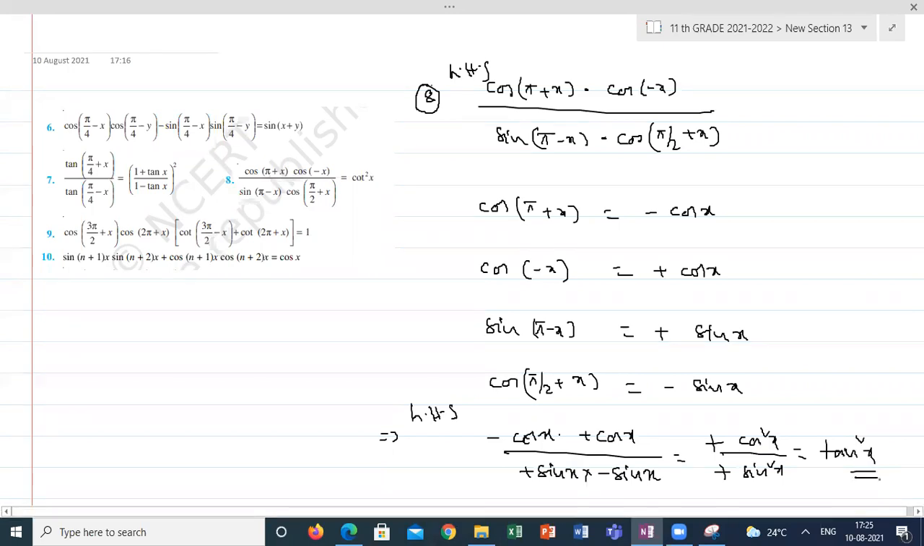This will be tan square x. Simple. Sorry, cot square x. Sorry guys, very much sorry. Cot square x. This is my RHS. Is it clear, guys? So, importance of the basics. If you have the basics, even little bit big questions we can do a little easier. I'm moving to the next question.